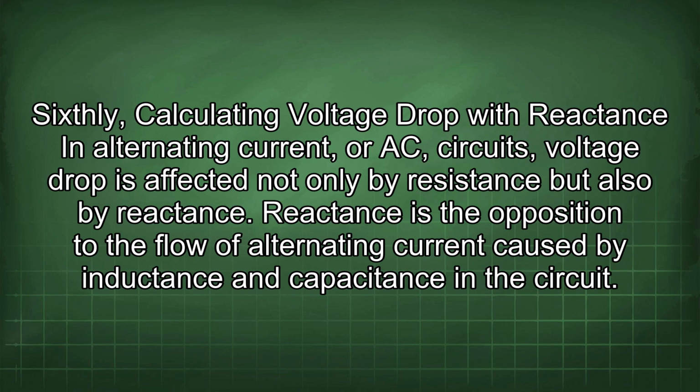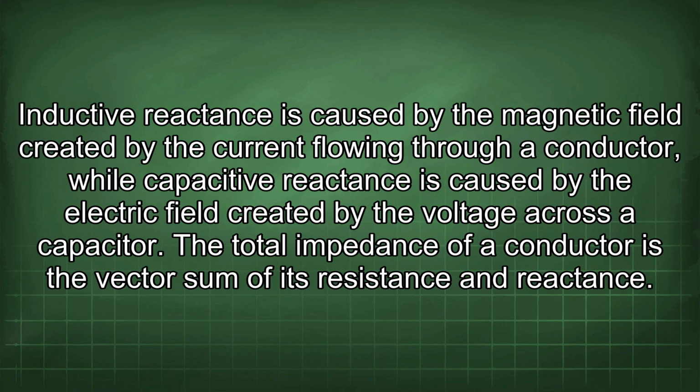Voltage drop is affected not only by resistance but also by reactance. Reactance is the opposition to the flow of alternating current caused by inductance and capacitance in the circuit. Inductive reactance is caused by the magnetic field created by the current flowing through a conductor, while capacitive reactance is caused by the electric field created by the voltage across a capacitor.